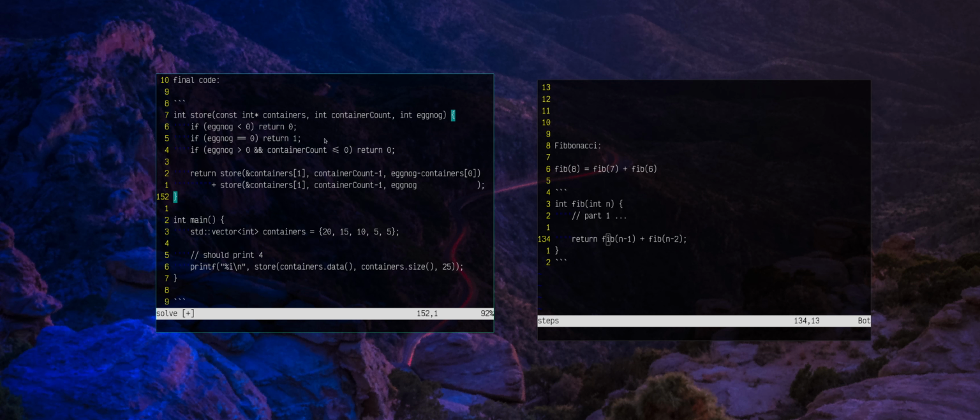So worth noting the big O of N problem with this, but anyways, that should be it. This is effectively the solution.